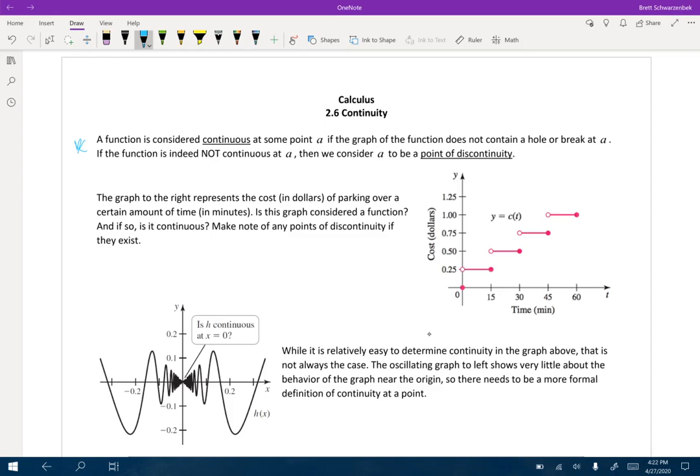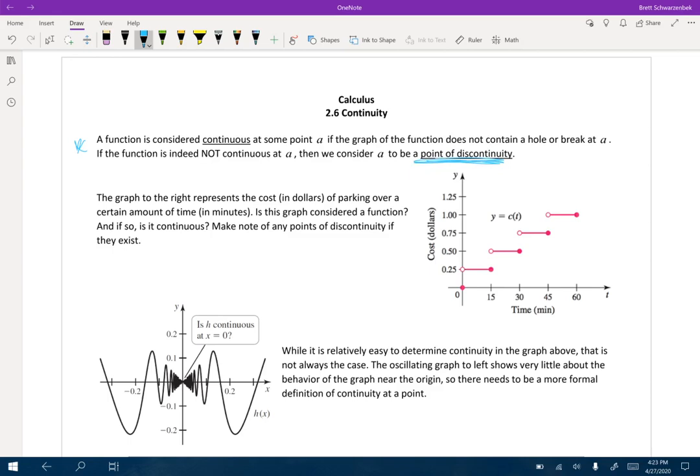Just note that another way to say that, to help you understand it a little better, is if you are drawing a function and you have to pick up your pen for any reason, whether there's a hole or whether you have to continue it someplace else, then you automatically know that it is not continuous. Okay, that's sort of a key. So think of it as if you have to pick up your pen, pencil, whatever it is, to write it, it's not continuous. Small footnote, if a function is indeed not continuous at A, then consider A to be a point of discontinuity. It's just a technical term that you have to know.